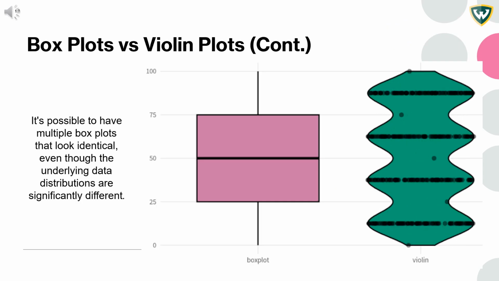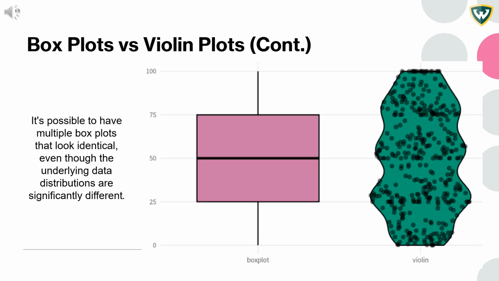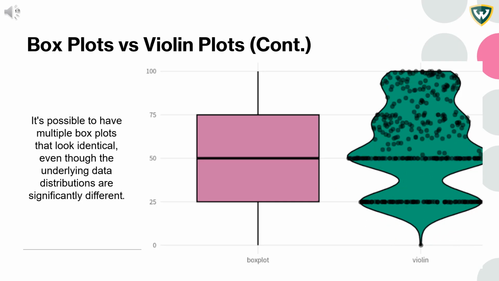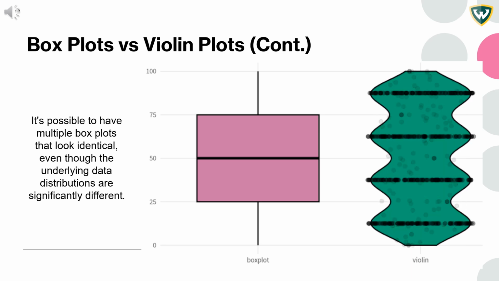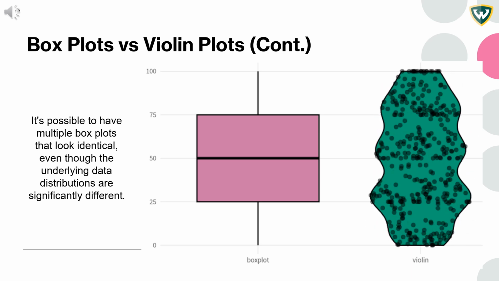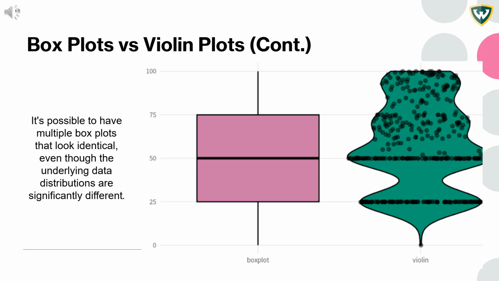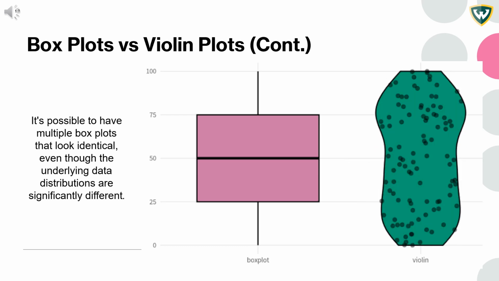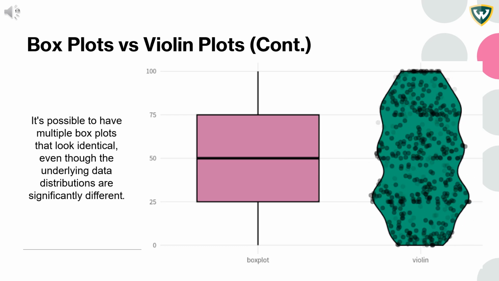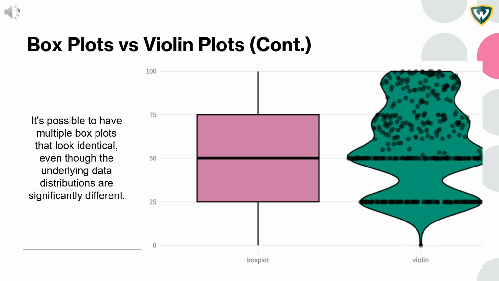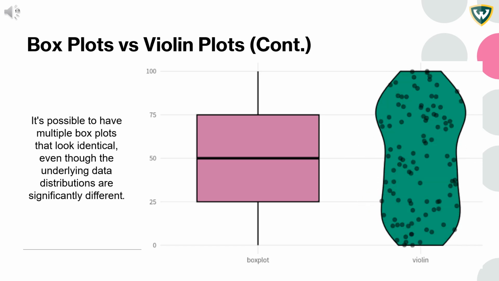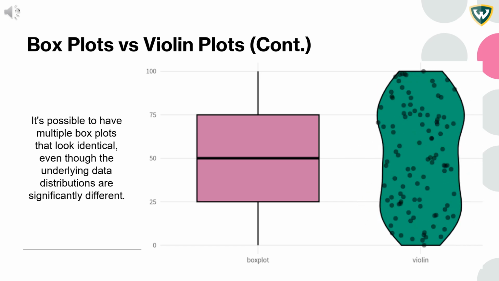Box plots are great for showing the quartiles of a dataset. It's possible to have multiple box plots that look identical, even though the underlying data distributions are significantly different. To address this, it's recommended to consider other visualization techniques. For instance, violin plots combine the simplicity of box plots with a density trace, showing the probability distribution of the data at different values.